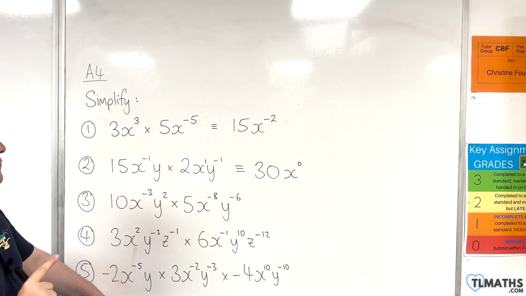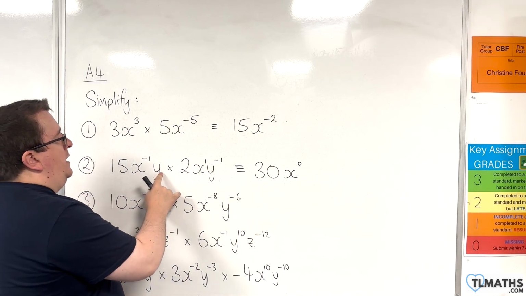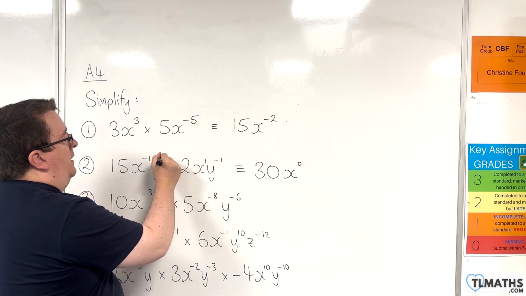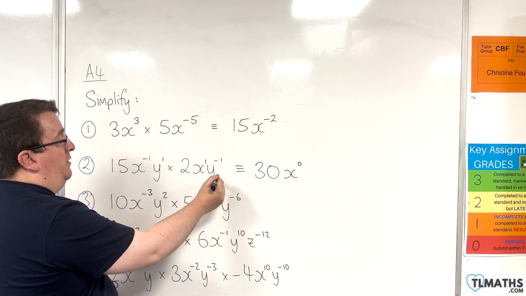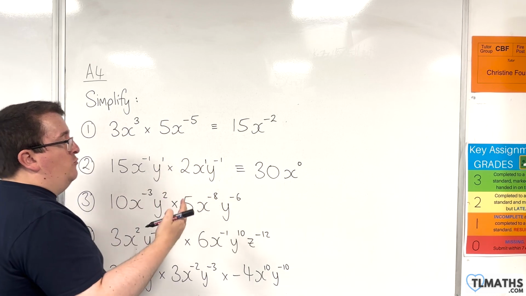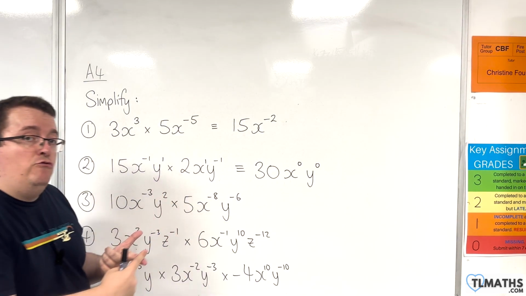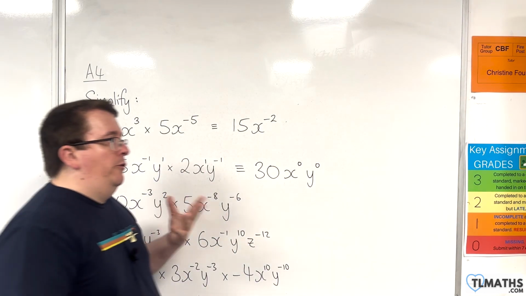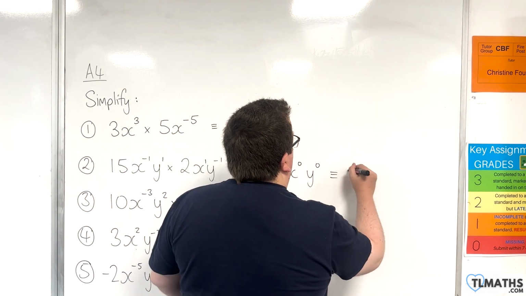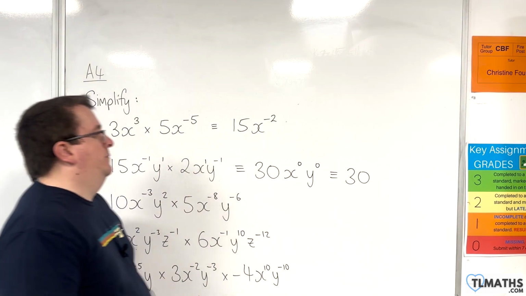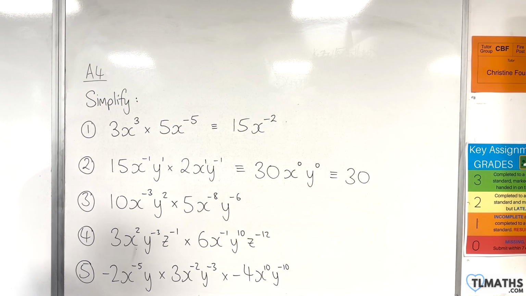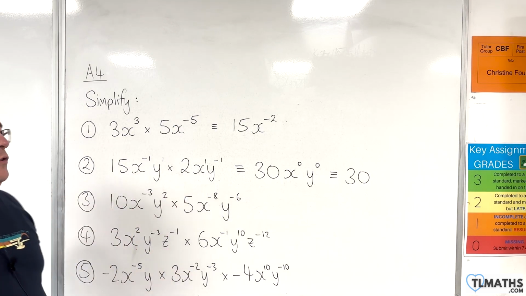Okay? Then we have y times y to the minus 1. So that's y to the 1 times y to the minus 1. 1 take away 1 is 0. So we have y to the 0. So actually, x to the 0 is 1. Y to the 0 is 1. And so we'll just write that as 30. Okay? Where x and y are non-zero, of course.